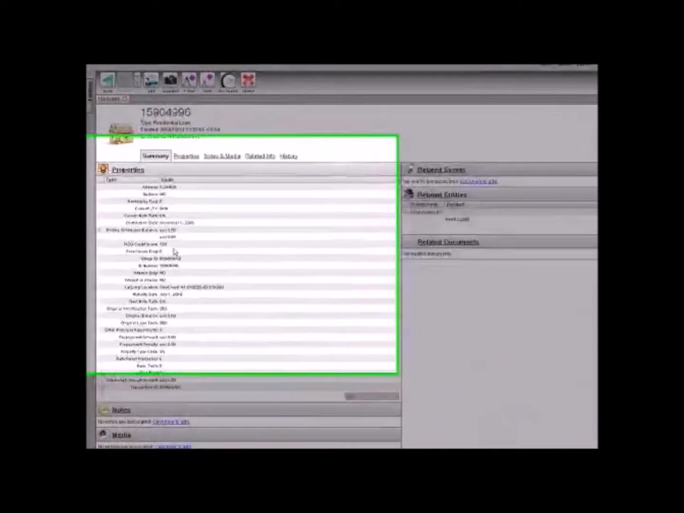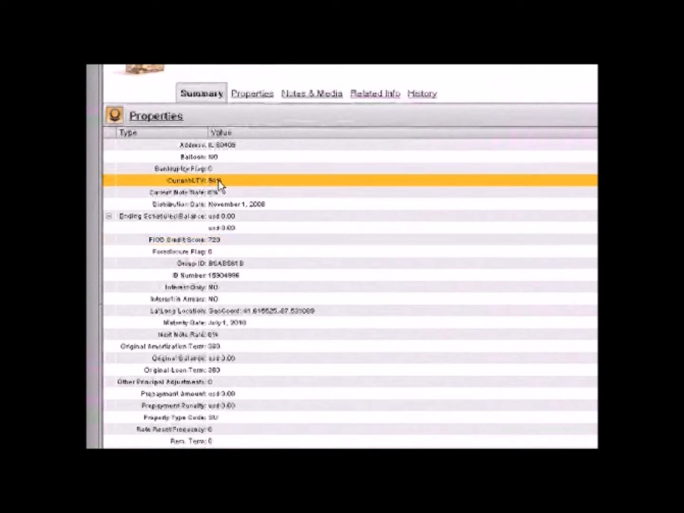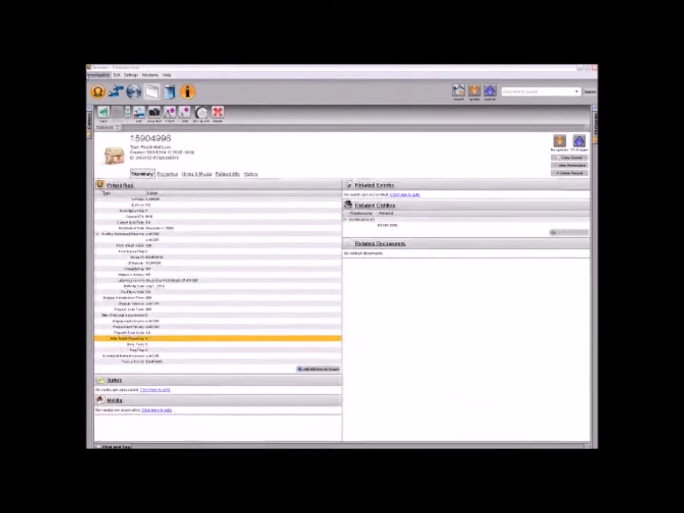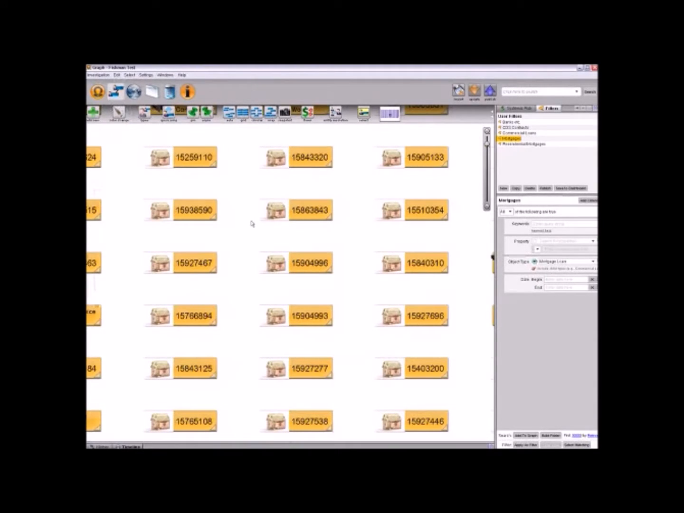From the dossier, I can see the FICO score this homeowner had when he took out the loan, the current loan-to-value ratio, and the other particulars of the mortgage. For example, I can see that this mortgage does not have balloon payments, it's not an interest-only loan, and the rate resets every 6 months. Using this structured data, I can ask questions about all the mortgages I have in my dataset.